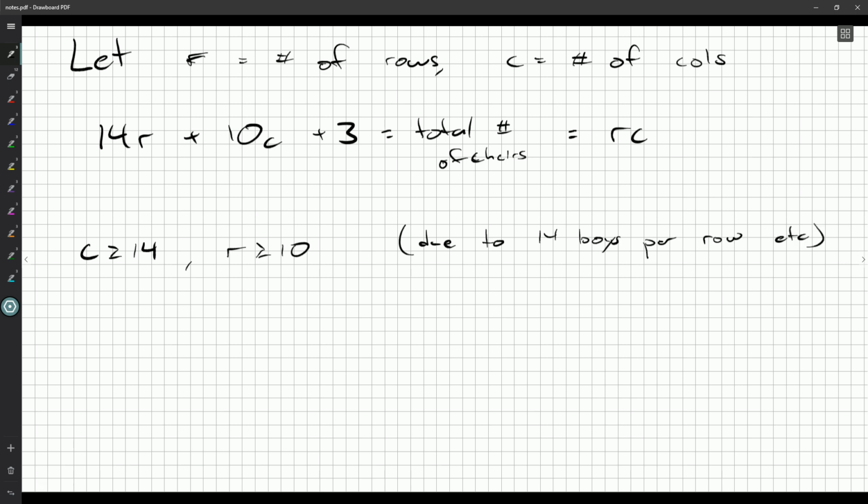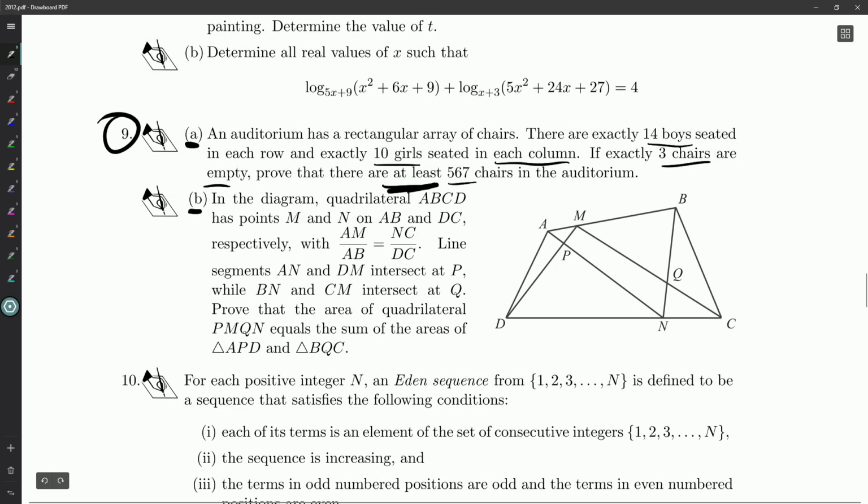So you need to have at least 10 rows for those 10 girls. And it would probably have to be a bit more than that. So as it stands, if you had the minimum number of columns and minimum number of rows, you'd have 14 times 10, which is 140. Now that is quite a bit away from 567. So there's probably a bit more to this that we're not seeing.